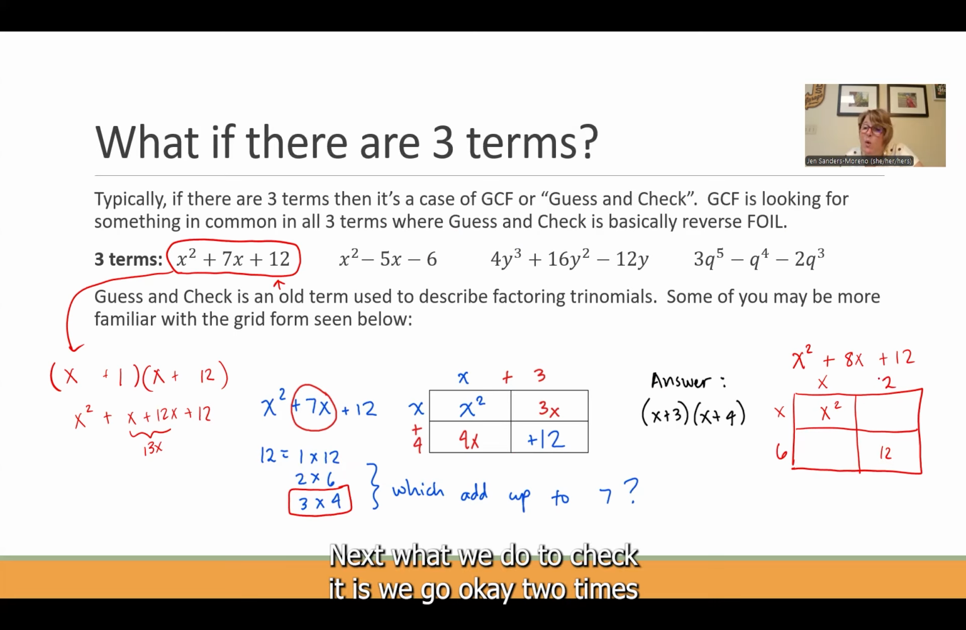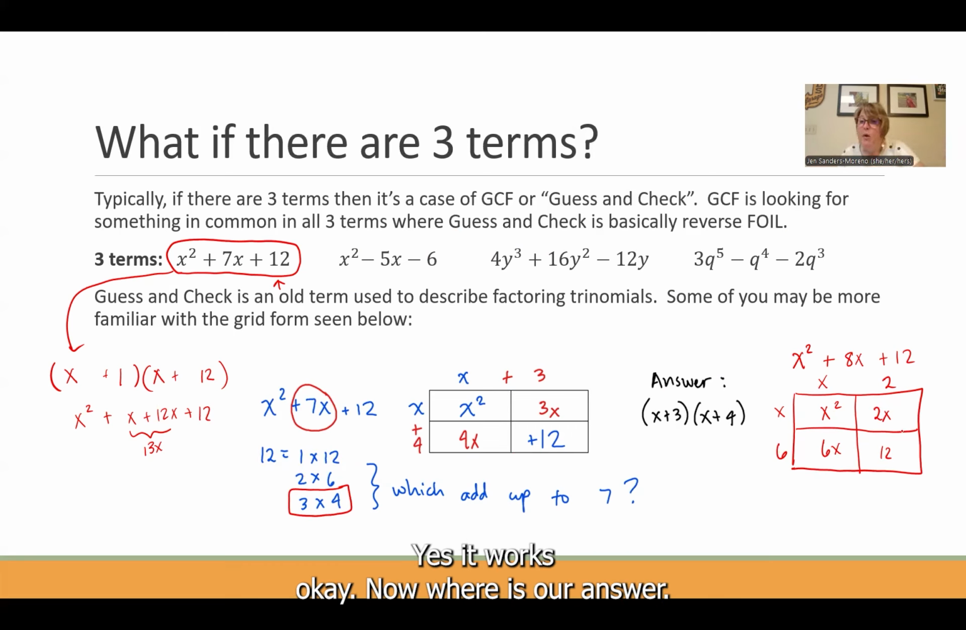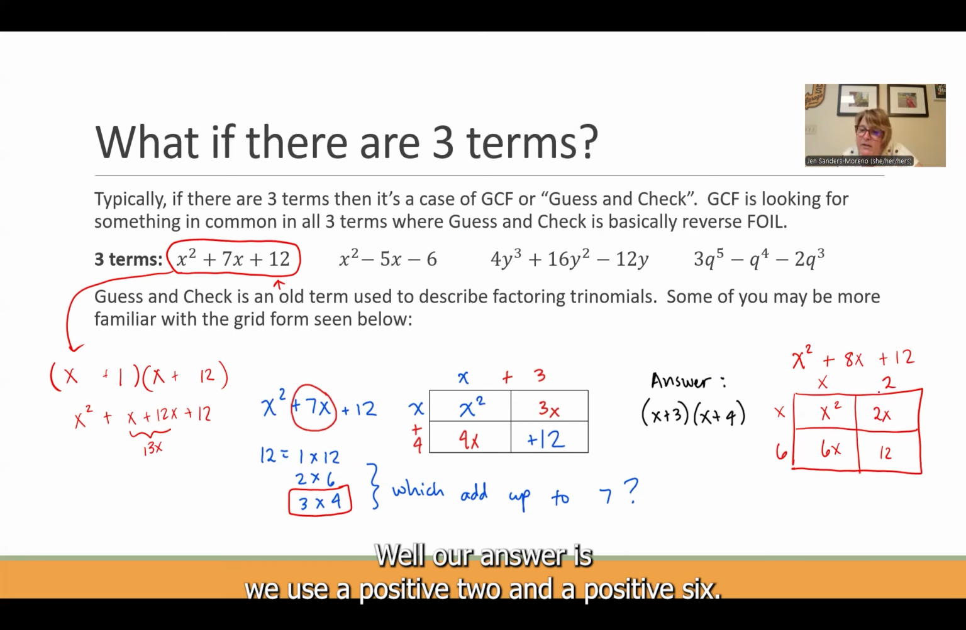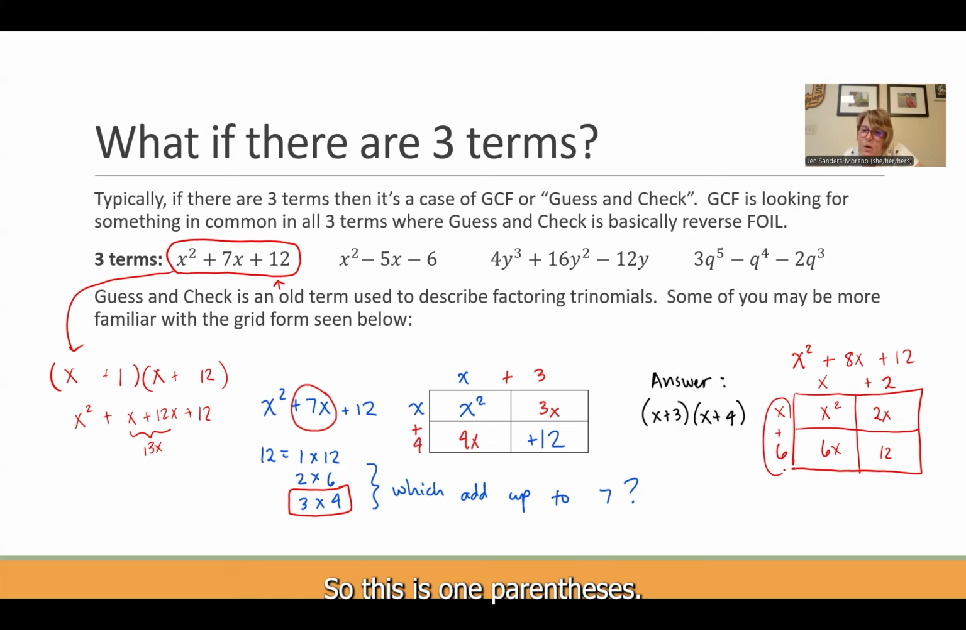All right, now what we do to check it is we go, okay, 2 times x is 2x, 6 times x is 6x, and yes, you'll see that 2 and 6 and x and 12. Yes, it works. Okay, now where's our answer? Well, our answer is we used a +2 and a +6. So this is one parenthesis, and this is the other parenthesis.